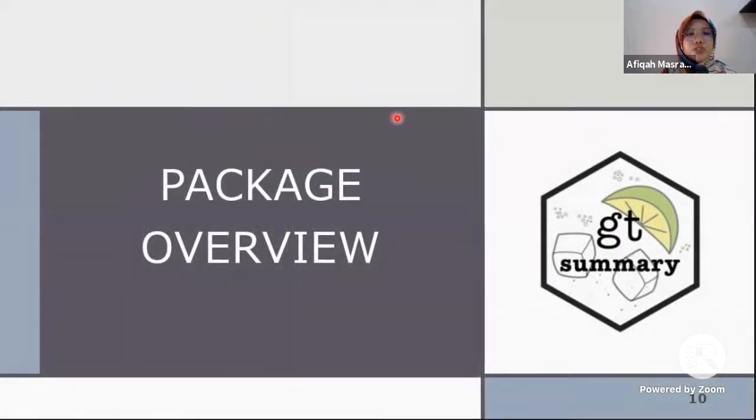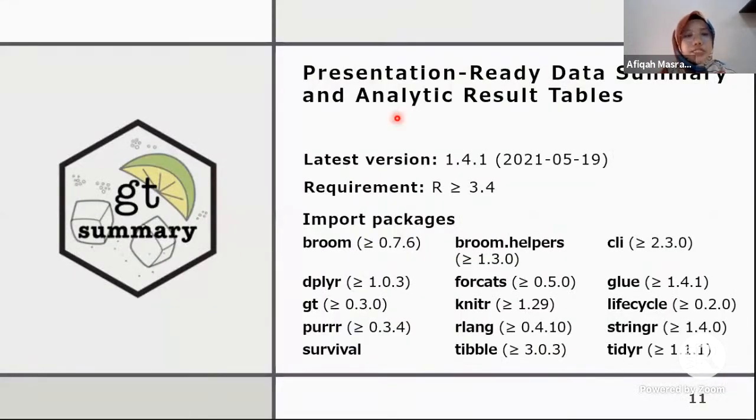Now going on to the package overview for gtsummary. gtsummary is basically a package that provides an elegant and flexible way to create publication-ready analytical and summary tables using the R programming language. So it has been coined as presentation-ready data summary and analytic result tables. The latest version, as updated on CRAN, is from the 19th of May 2021 with version 1.4.1, and the requirements are R version 3.4 and above.